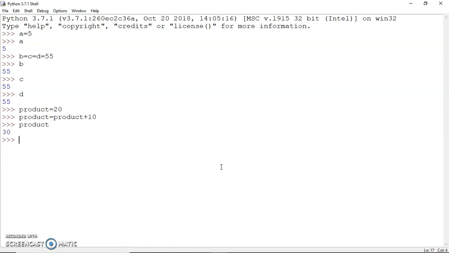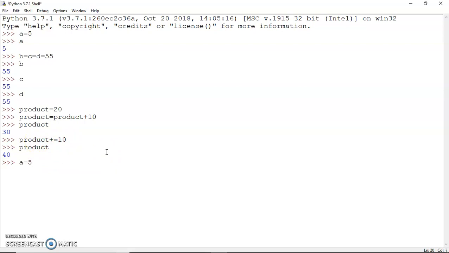Now in this statement, product equal to product plus 10, I have typed the word product twice. So a shorthand or compound way of writing it would be product plus equal to 10. So what is the value of product now? It is 40, because it was updated to 30 before. So product plus equal to 10 would mean the same as product is equal to product plus 10, but here we have typed less. That is why it is a shorthand way of writing this.